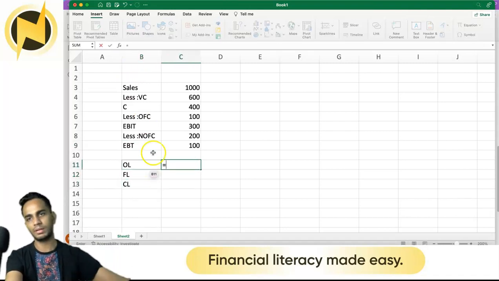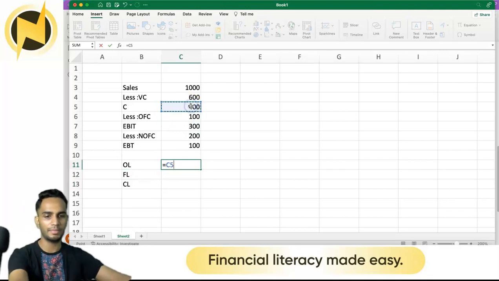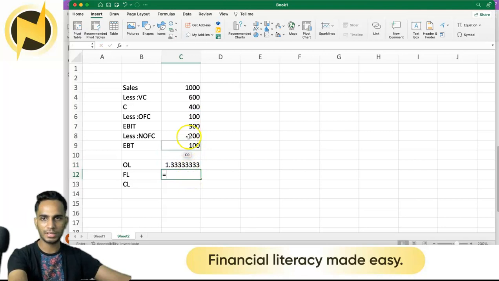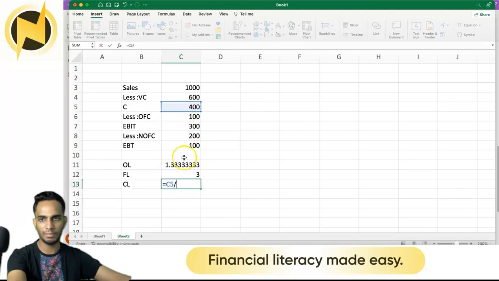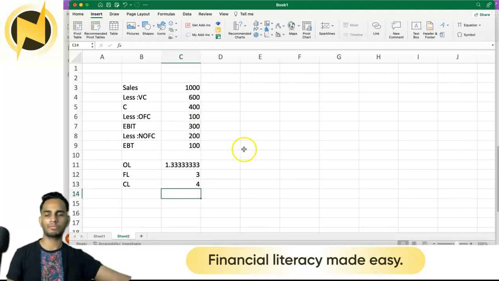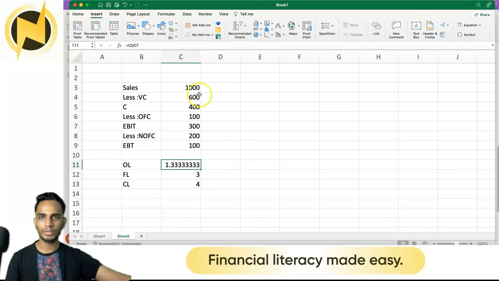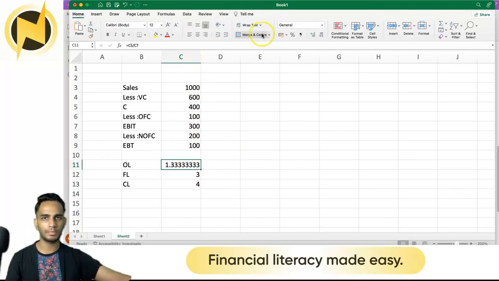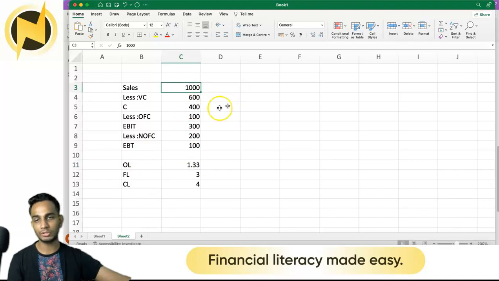Operating leverage is nothing but contribution divided by EBIT. 1.333. This is EBIT divided by EBT. 3, and this is finally contribution divided by EBT. 4. So we know what these figures mean, right? Operating leverage of 1.33 tells us that if sales move by one time, then EBIT will move by 1.333 times.